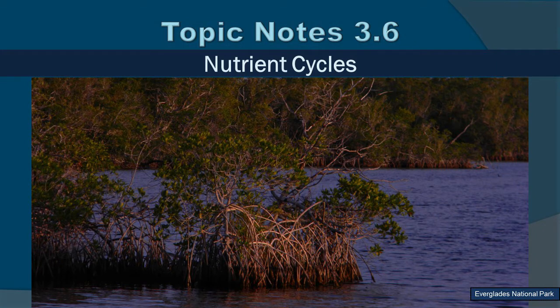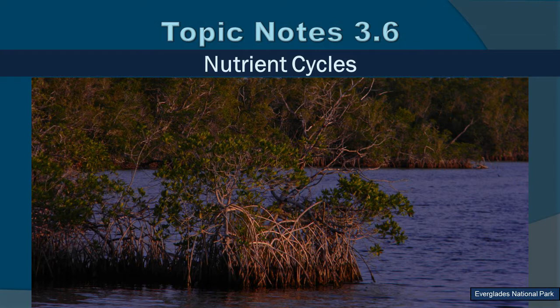Topic Notes 3.6 Nutrient Cycles. This is a picture from Everglades National Park. Now, when most people think about the Everglades, they think of sprawling sawgrass marshes and swamps. But there's a ton of coastline along Florida Bay that's all filled with mangroves. And the key thing here is plants need nutrients, and thus animals need the nutrients.